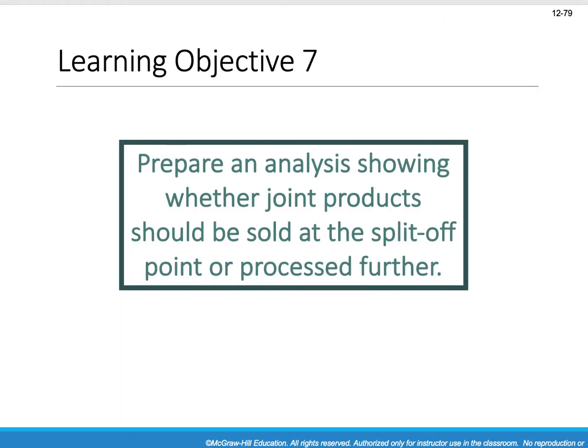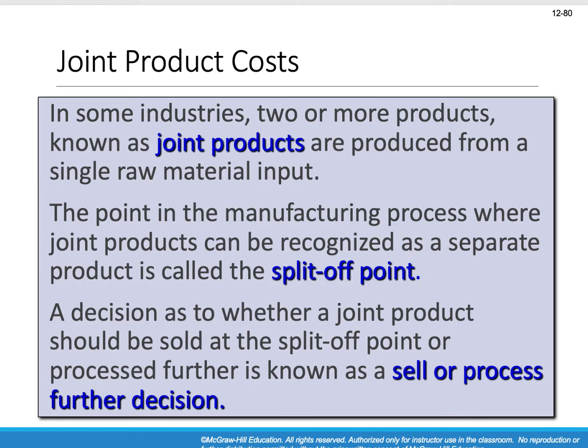So let's jump into our final decision that we have to make. Should we sell as is, or should we process further and sell? Okay, so what we're going to look at is joint products, right? Those joint products, should we sell them at the split off point, or should we process them further? Okay, so before we get into this, we have to identify some concepts. What are joint products? Joint products are anything that are produced from a single raw material input. Okay?